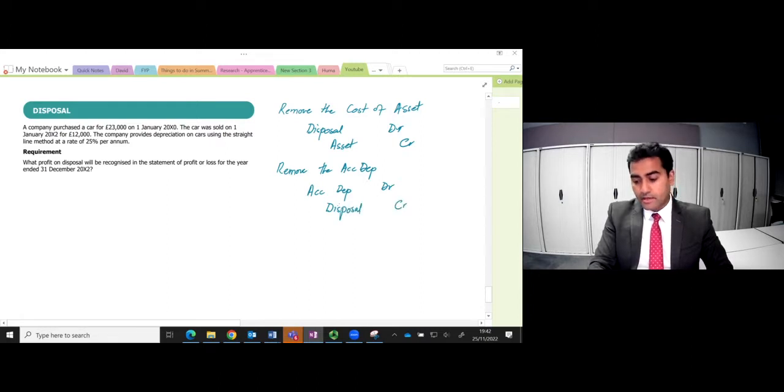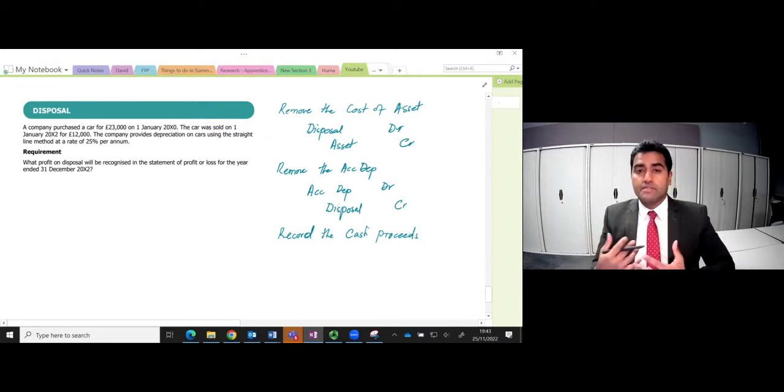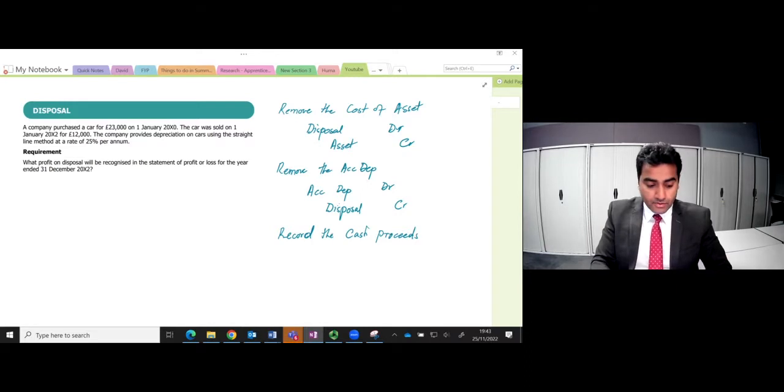Now the third double entry is to record the cash proceeds we have received. When we receive cash, we receive money in the bank account. The double entry is bank account debit, and the disposal account is credit.